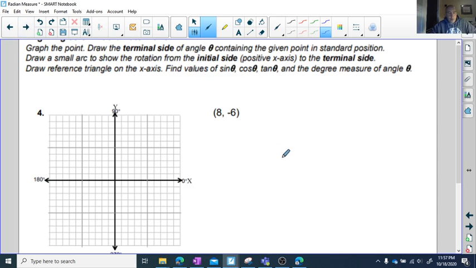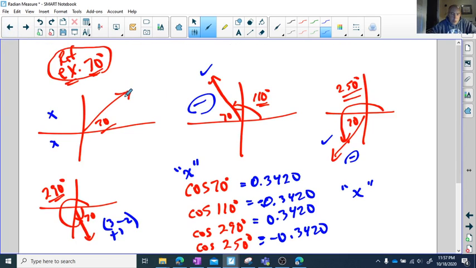All right, so here's the types of questions we can now answer. It says, graph the point, draw the terminal side of angle theta containing this given point, draw a small arc to show the rotation from the initial side, draw a reference triangle. Let me backtrack here for a second. To make reference triangles, remember, you go from the terminal arm down to the x, terminal arm always to the x, and that triangle you create is called your reference triangle.